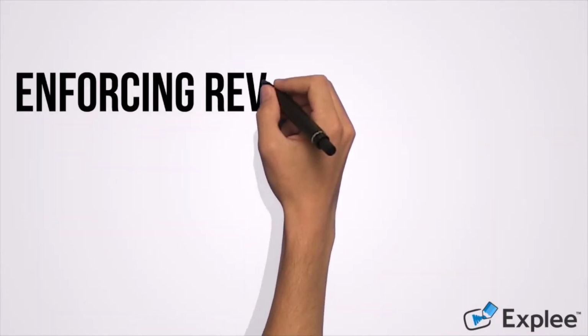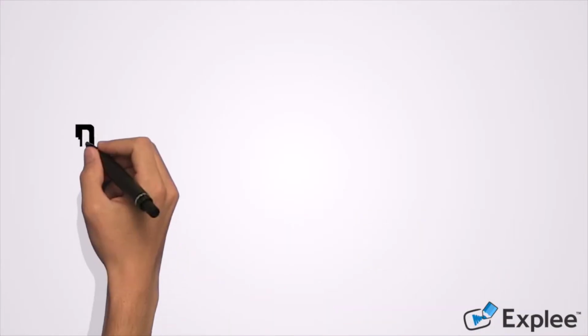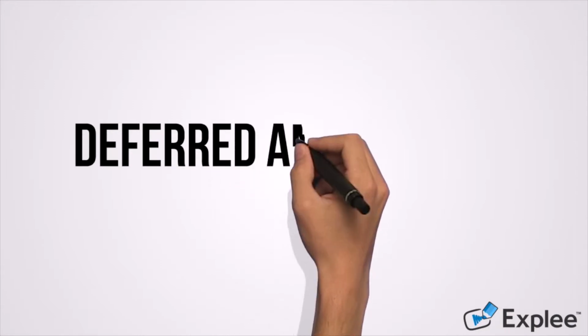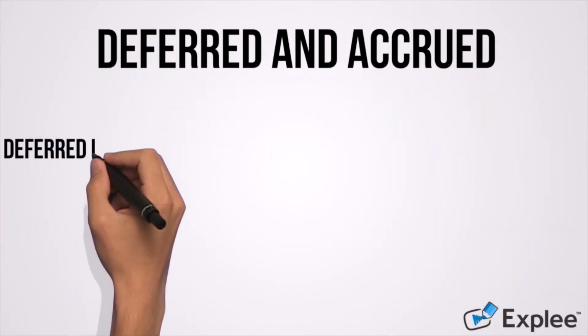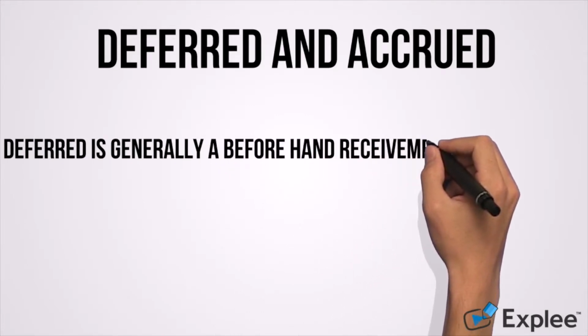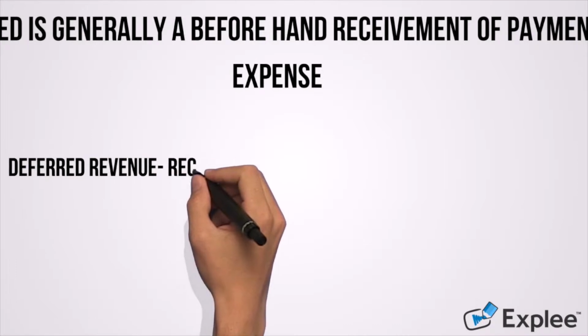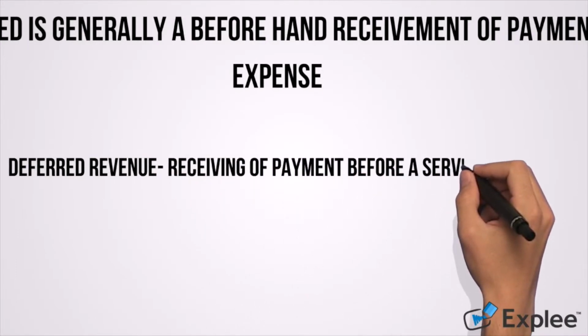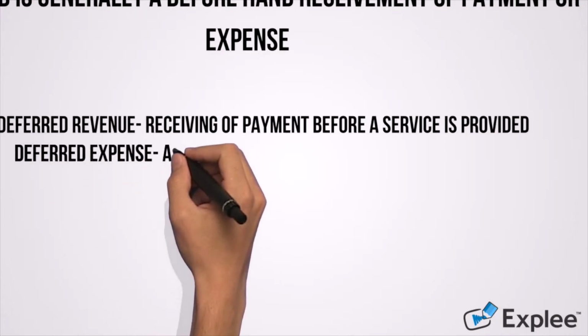Due to this, accurate basis of accounting is required, enforcing the revenue recognition principle and matching principle. Now, accounting entries are classified into two different segments, these being deferred and accrued. Deferred is generally a beforehand receipt of payment or expense. Therefore, deferred revenue is defined as the receiving of payment before a service is provided, and deferred expense being defined as a payment for a resource before it is generally used.